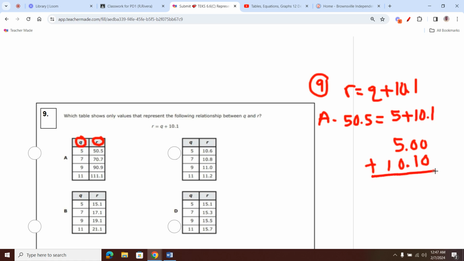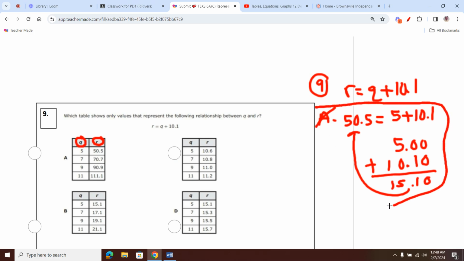Add them up. That does not match that. So that's why letter A is not the answer, because it did not work. So you're going to try letter B, same thing, letter C, D.